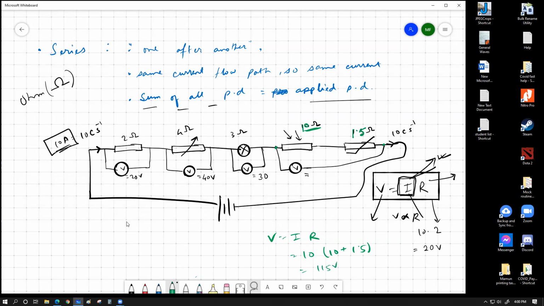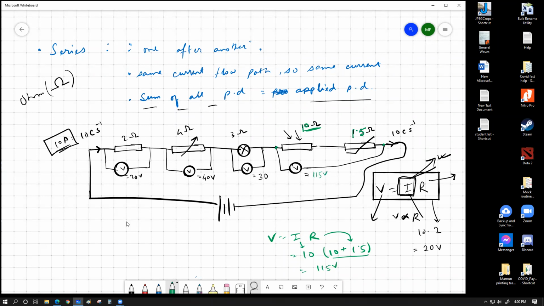Okay, see whether everyone has understood this. I is the current, that is 10, and resistance is the sum of these two numbers, 10 ohm from the LDR and 1.5 ohm from the thermistor. So this fourth reading is going to be 115 volt.